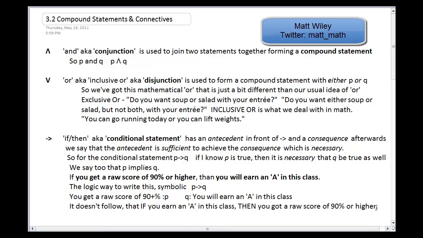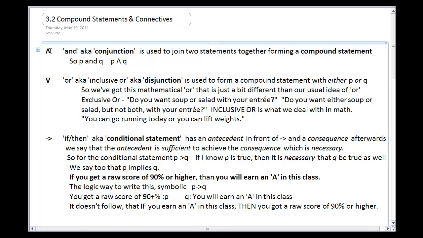Section 3.2 is about compound statements and connectives. There are 4 connectors that we're going to use to connect different statements together. Remember, a statement, we reduce it down to a letter, and so they have one statement that's a P, and then we make another statement, we call it Q.